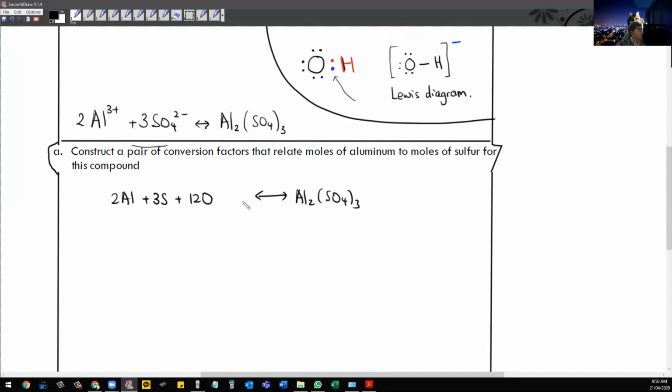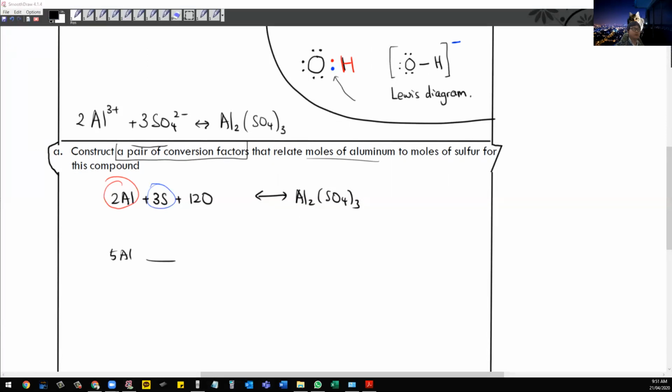Anyway, so this is the equation. So there's 3 sulfur and 12 oxygen. Okay, and now the question is, what is the pair conversion factor that relates moles of aluminium, which is this one here, and the moles of sulfur? All right, so if I have, let's say, 5 aluminium, can you guys work out how many sulfur there are? Yeah, you guys can do that, right? So you guys learned the technique. Can you guys work it out just quickly?